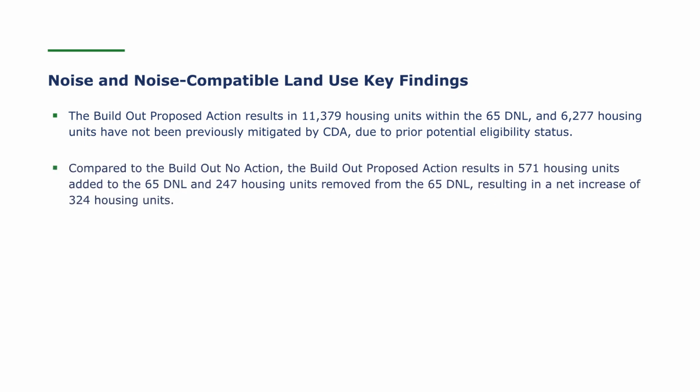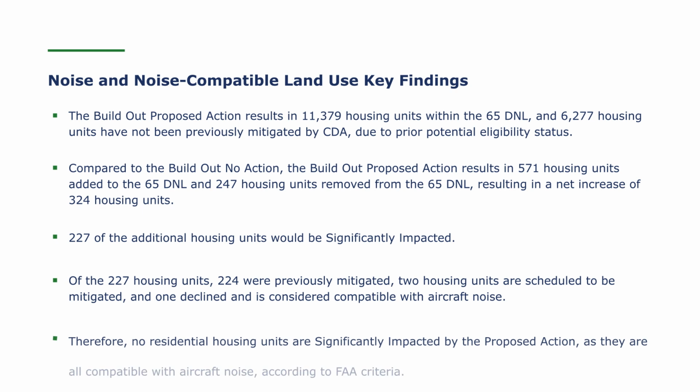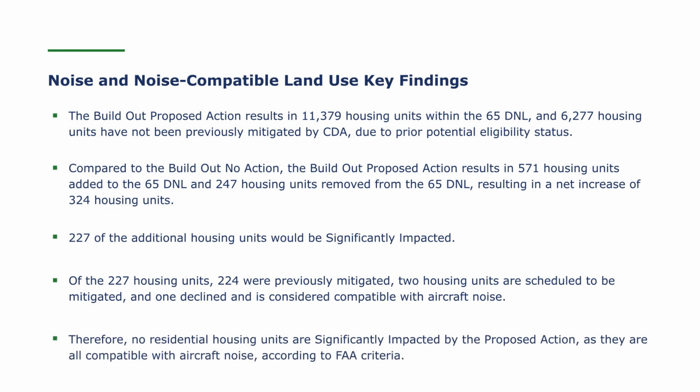Compared to the no action alternative, the proposed action alternative would result in a net increase of 324 housing units within the 65 DNL. A total of 227 of those 324 would be significantly impacted, and all but 3 of those 227 were previously mitigated. Of the remaining 3 housing units, 2 are scheduled to be mitigated in 2022, and 1 declined mitigation and is considered compatible with aircraft noise. As a result, the proposed action alternative would have no significant impacts to residential housing units.